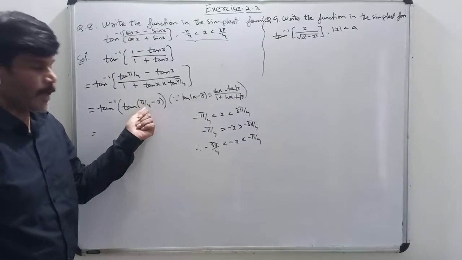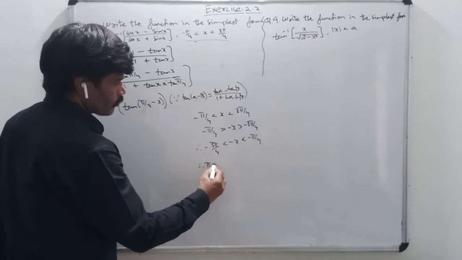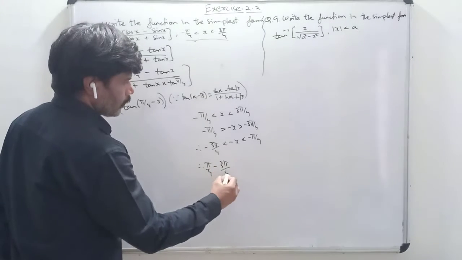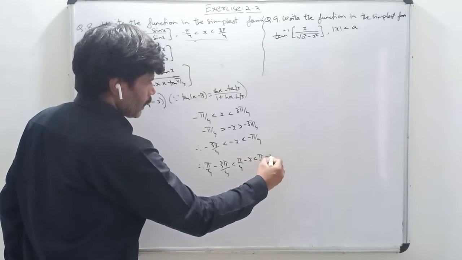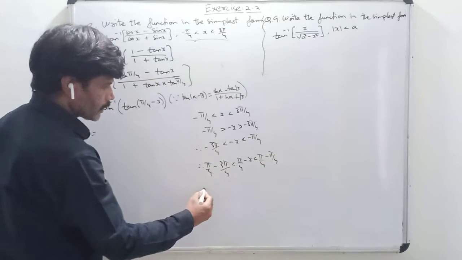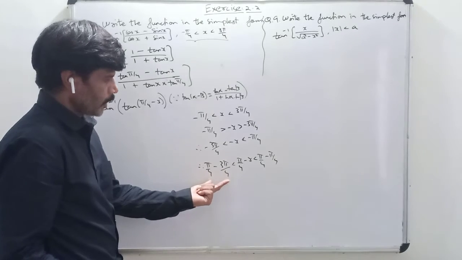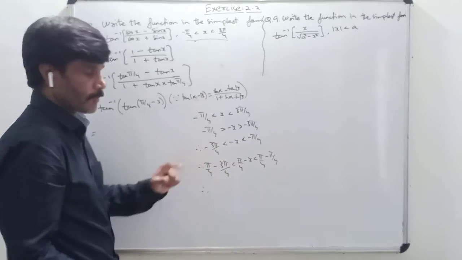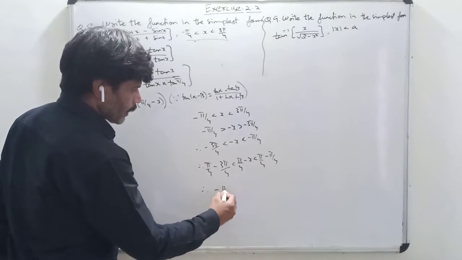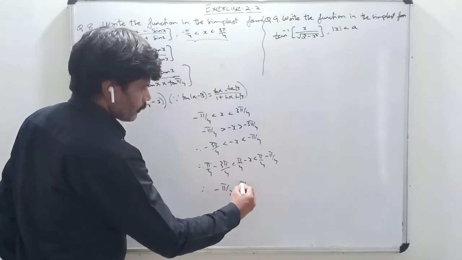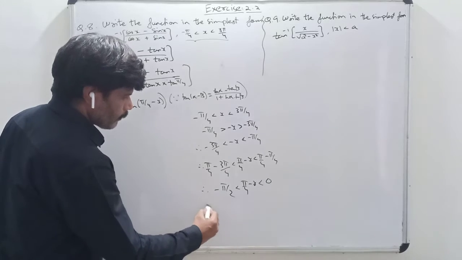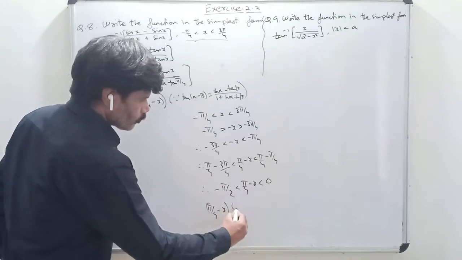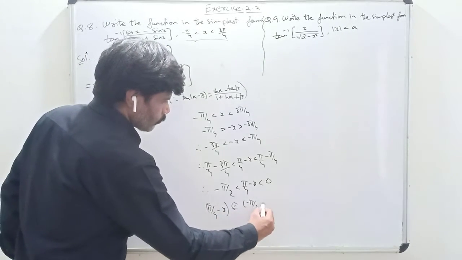Now I need what? In addition, I need pi by 4. So I add pi by 4 on all the sides. So pi by 4 minus 3 pi by 4 is less than pi by 4 minus x is less than pi by 4 minus pi by 4. What is the LCM here? 4. So in the numerator we get 1 minus 3, that is minus 2 pi by 4. Minus 2 pi by 4 means minus pi by 2 is less than pi by 4 minus x is less than 0. It means pi by 4 minus x belongs to where? Open interval minus pi by 2 to 0.